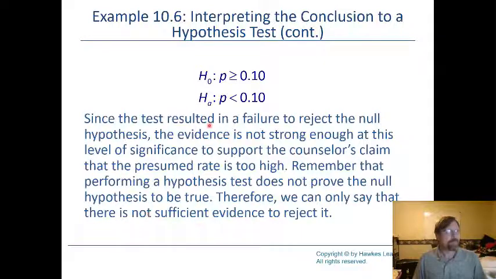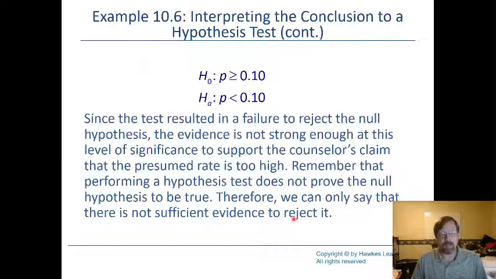Failed to reject the null hypothesis, so all it's really saying is that the evidence is not strong enough at the 2% significance level, or 98% confidence level, to support the counselor's claim that the rate is too high. It does not prove that this is true. It shows that they don't have the right evidence to reject it. There's not sufficient evidence to reject it.